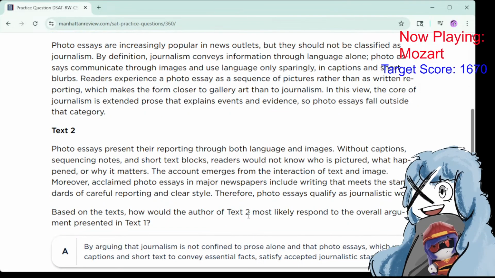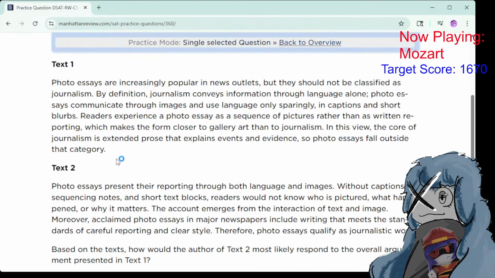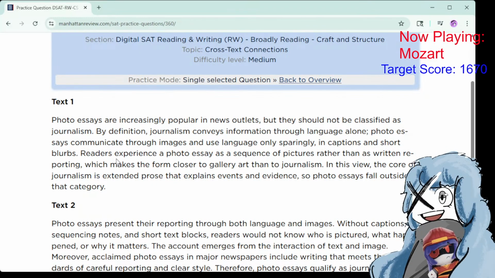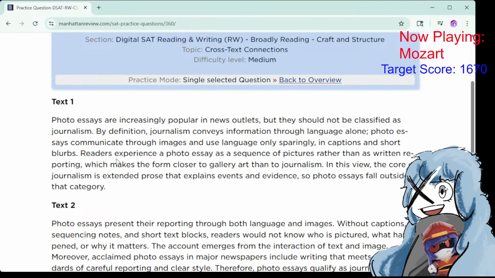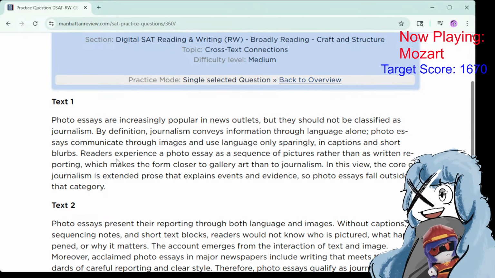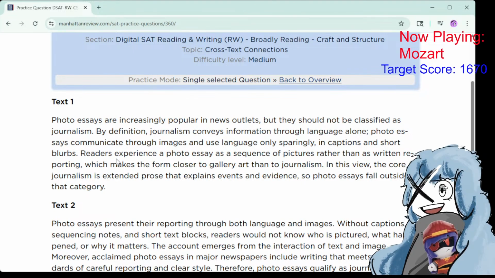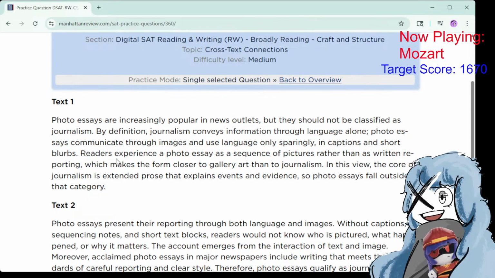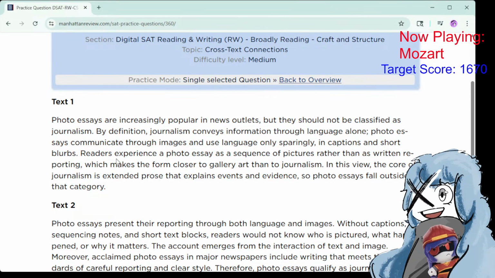Based on the text, how will the author of text 2 respond to text 1? Photo essays are increasingly popular in news outlets, but they should not be classified as journalism. By definition, journalism conveys information through language alone. Photo essays communicate through images and use language only sparingly, in captions and short blurbs. Readers experience a photo essay as a sequence of pictures and then written reporting, which makes the form closer to gallery art than to journalism. In this view, the core of journalism is extended prose that explains events, so photo essays fall outside that category.